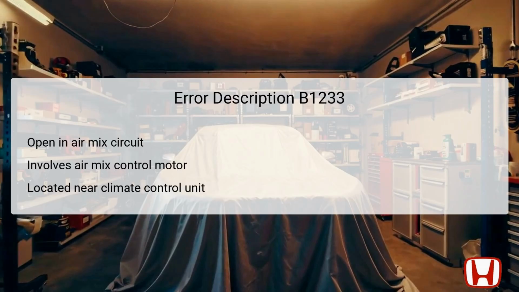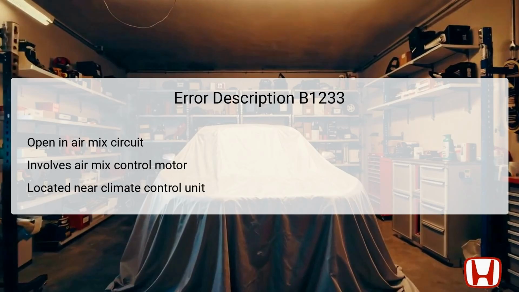DTC B1233 indicates an open in the air mix control motor circuit for the driver's side of the Honda Accord. The air mix control motor plays a vital role in managing the air temperature by adjusting the blend of hot and cold air coming from the HVAC system. This component is crucial for maintaining a comfortable driving environment. The air mix control motor is typically located near the climate control unit under the dashboard, an area which might require some disassembly to access.